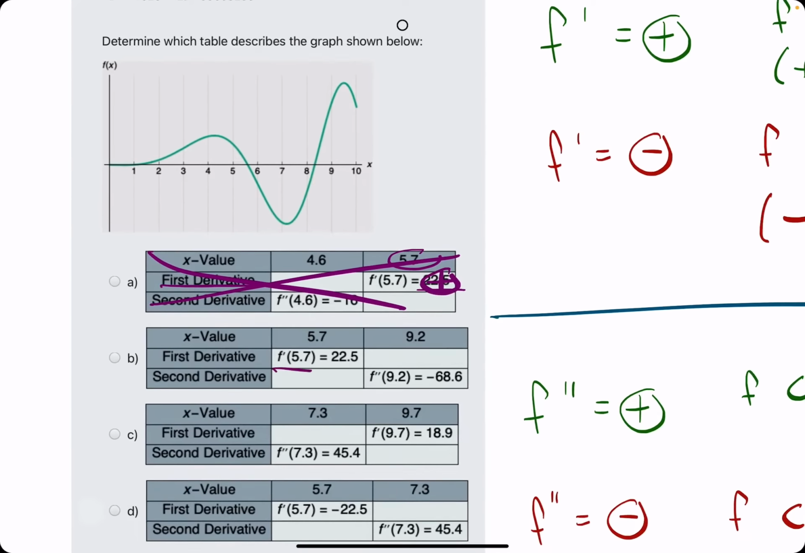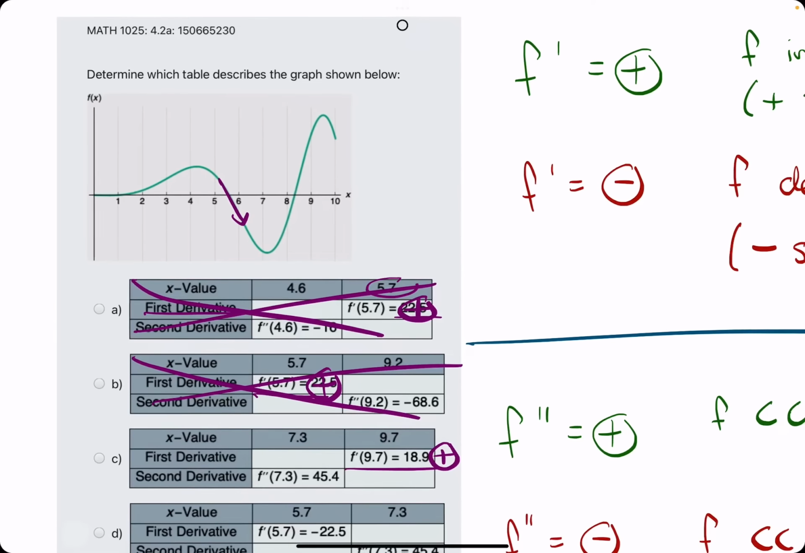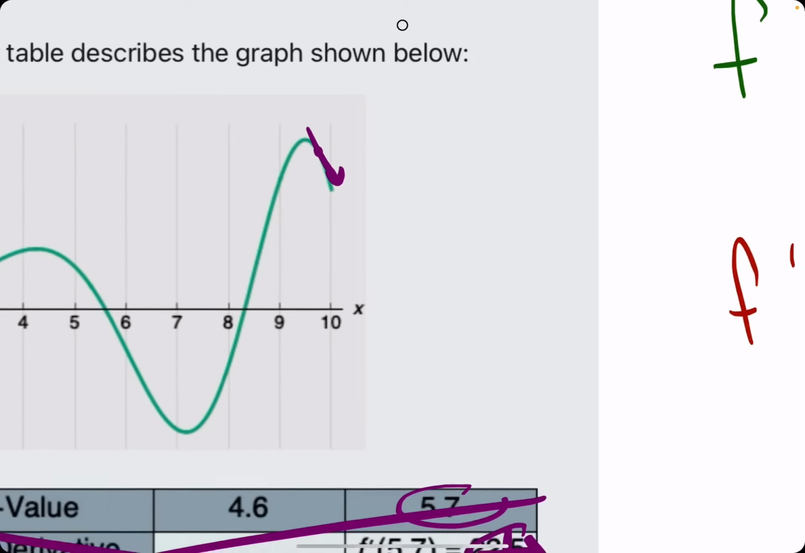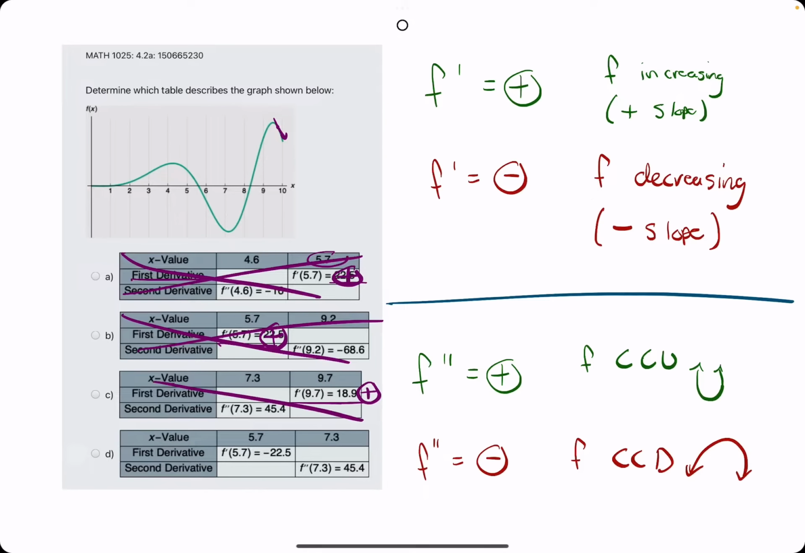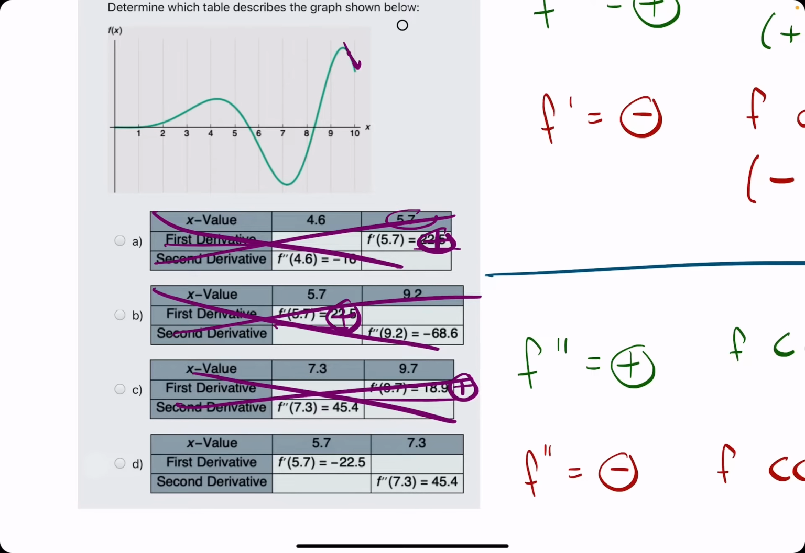Moving on to C, they say at 9.7, f prime is positive 18.9. So when we look at 9.7, is that the case? 9.7 is probably about here, and that is a very negative slope. So just like that, by process of elimination, we see that D should be our answer. Let's confirm why that is.